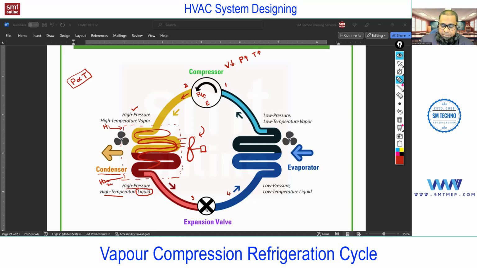So remember, expansion. With the expansion device, what will happen? Expansion process will take place. And expansion is a reverse of what? Compression. Yes, exactly. So because of expansion process of refrigerant in the liquid form, what will happen to the volume? The volume increases and pressure decreases, and pressure is directly proportional to temperature. So temperature also decreases.